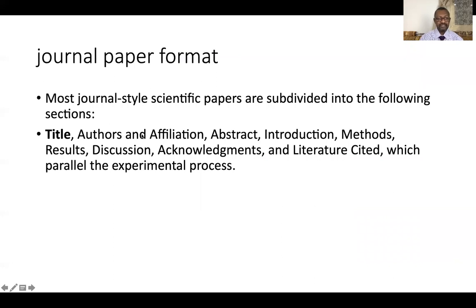So, what is the journal paper format? Most journal-style scientific papers are subdivided into the following sections: title, authors and affiliations, abstract, introduction, methods, results, discussion, acknowledgement, and literature cited, which is parallel to the experimental process.